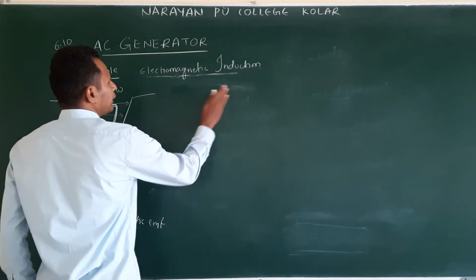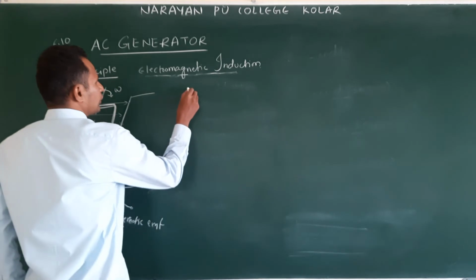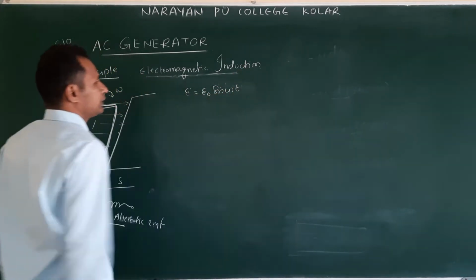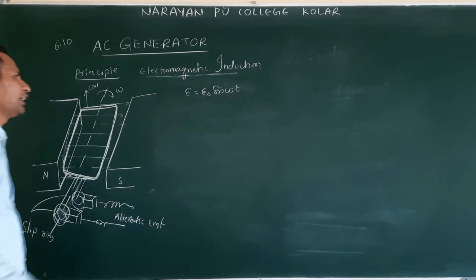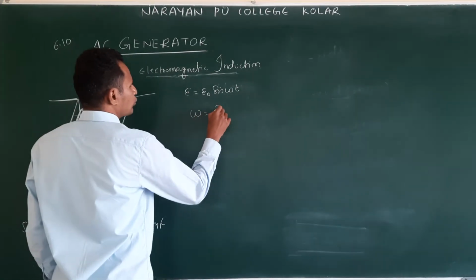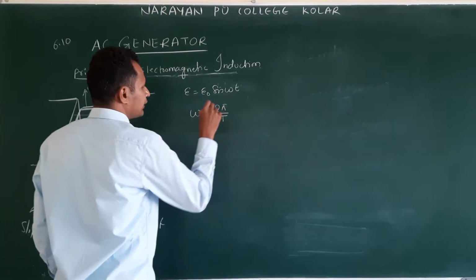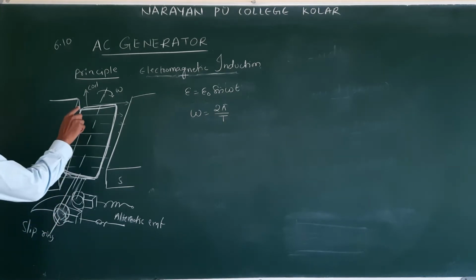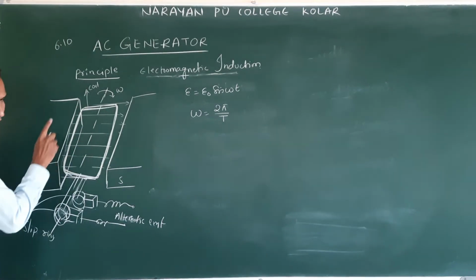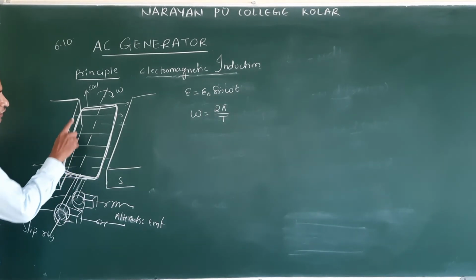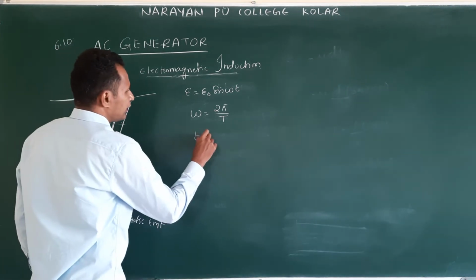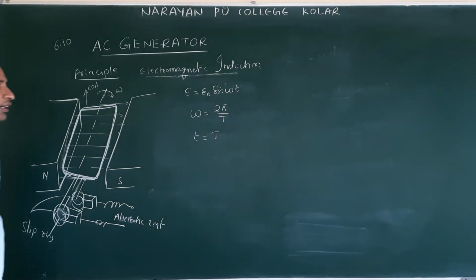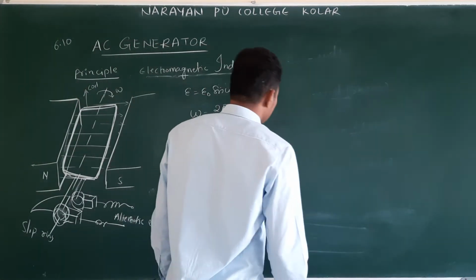Now, what did we derive? E is equal to E naught sin omega t. Already we know what omega is. Omega is 2 pi by T. Now I am considering the coil to complete one rotation. Suppose the frame is taking T is equal to capital T seconds. Now we will see what will happen.